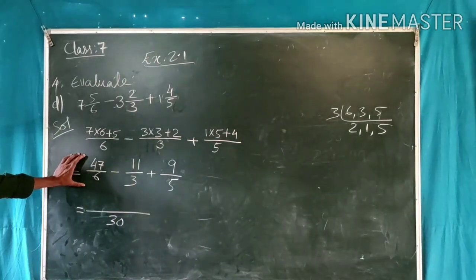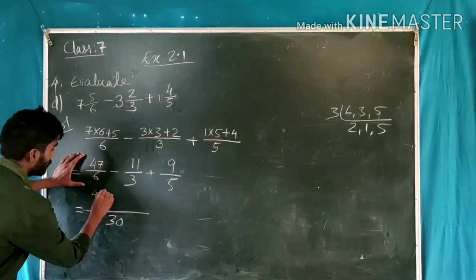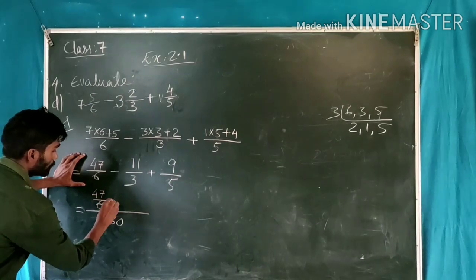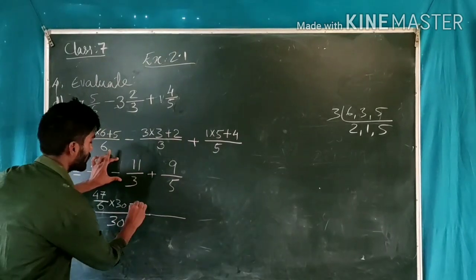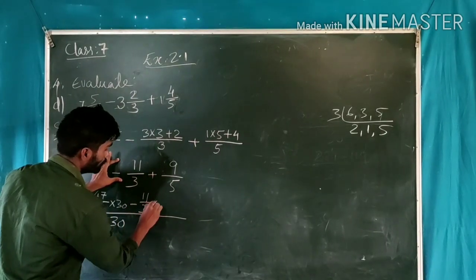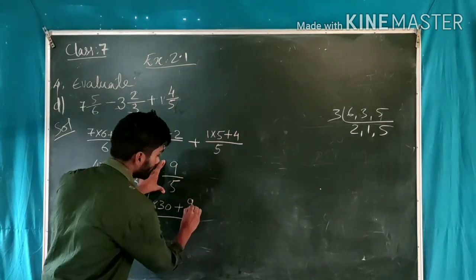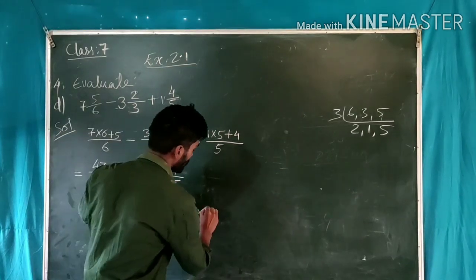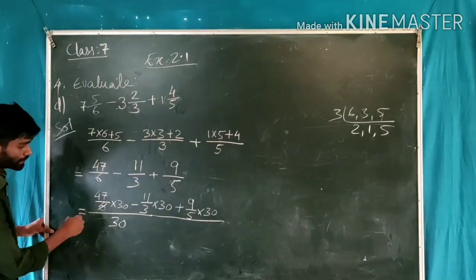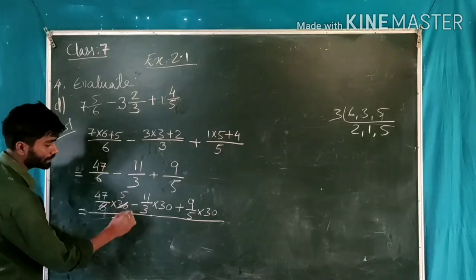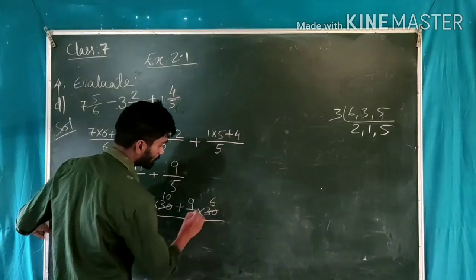So we'll take the first fraction and multiply it with the LCM that we got. That is 47 by 6 into 30. Next one, minus 11 by 3 into 30, plus 9 by 5 into 30. So 6 and 30 we can cancel. 6 5s are 30, 3 10s are 30, 5 6s are 30.